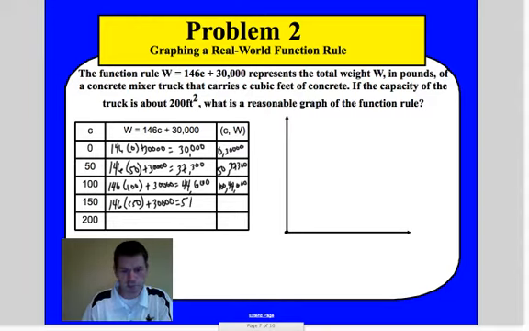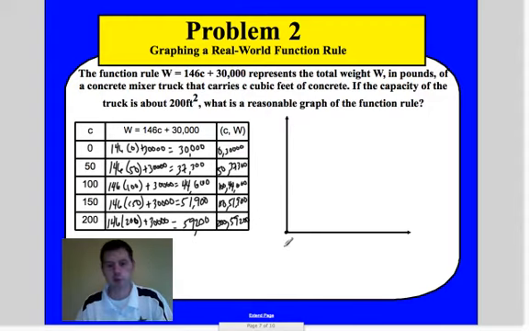And this gives us 51,900. So we use 150 and we get 51,900. And then the last one we got is 200, and 146 that we plug in there. We get 146 and then we plug in 200 for the C plus the 30,000. Which in this case gives us 59,200. So 200 produces 59,200.